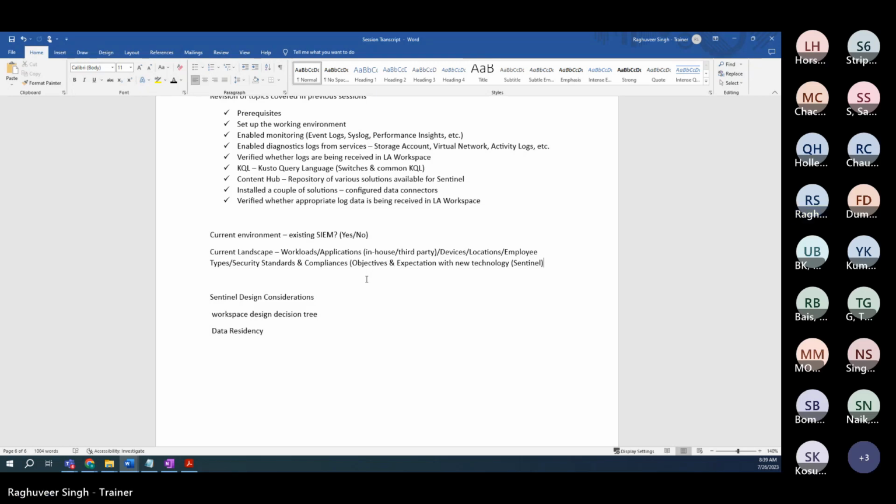So always suggest, if something has changed or something new has come, suggest it to the customer that there has been an update in the service. What we proposed in the project plan is something which is not applicable. For example, Azure Monitor logs.